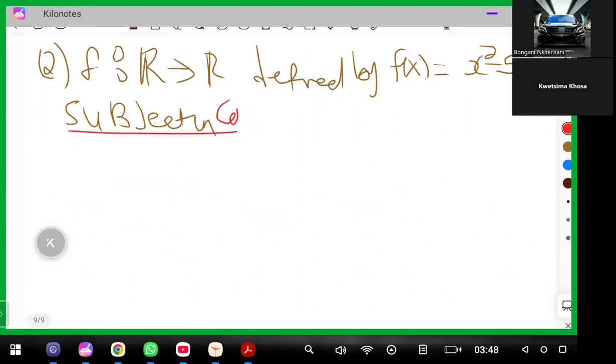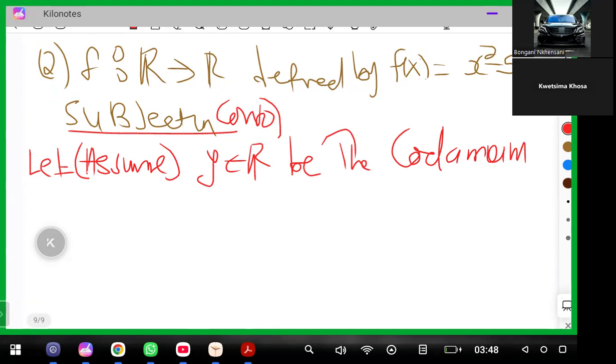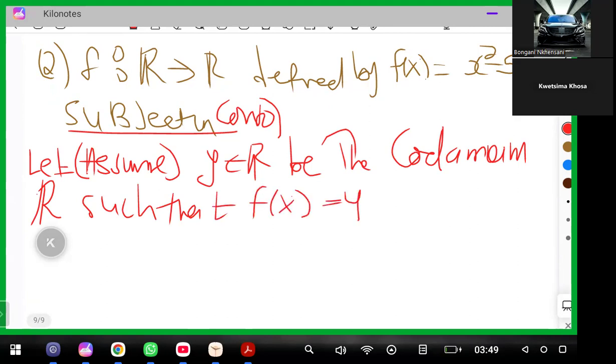So, we're going to say let, or we can say assume, y is an element of real numbers, the codomain. Remember the codomain, we are referring to the output. Be the codomain of real numbers, such that f of x is supposed to be equal to y.